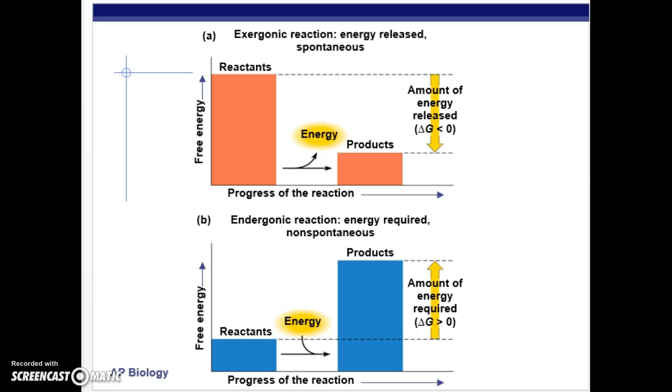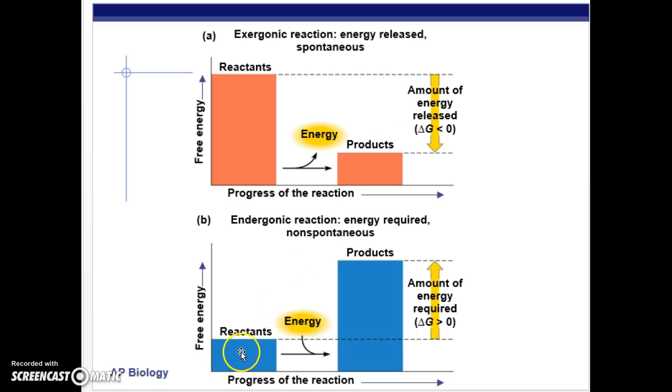This is another way to graphically look at delta G in both endergonic and exergonic reactions. Instead of looking at that line graph with the different curves, you can look at it as a bar graph here. We can see the reactants have this amount of free energy and the products have this amount of free energy. This decrease in the amount of energy is a negative delta G. So that tells us this is an exergonic reaction. Energy has been released. It's a spontaneous reaction.